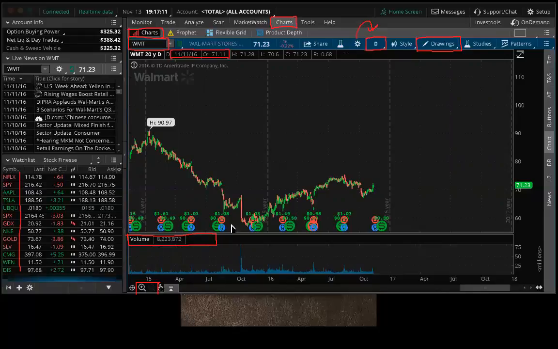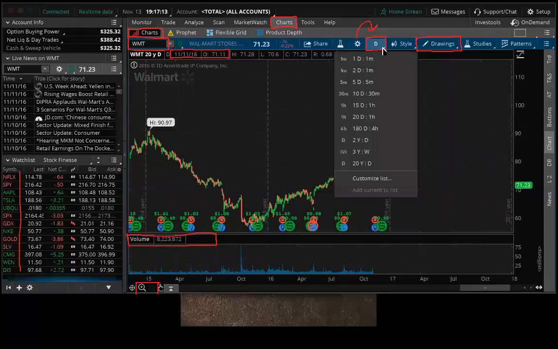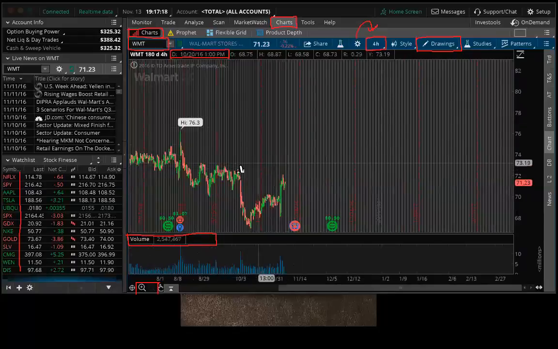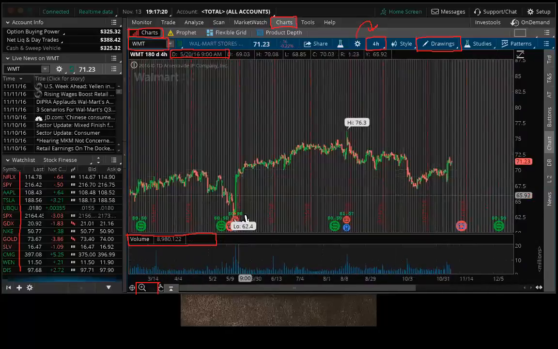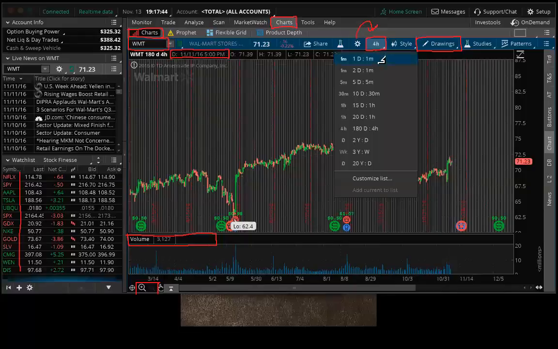So now I'll come in to the 180 day. I'll do the exact same thing. The low was 62.40, 2016 May. The high was 76.30. This was in August. And then here we are now. Today's the 11th. So now I still feel like it could still continue to go up. I'm going to come to the 10-day.